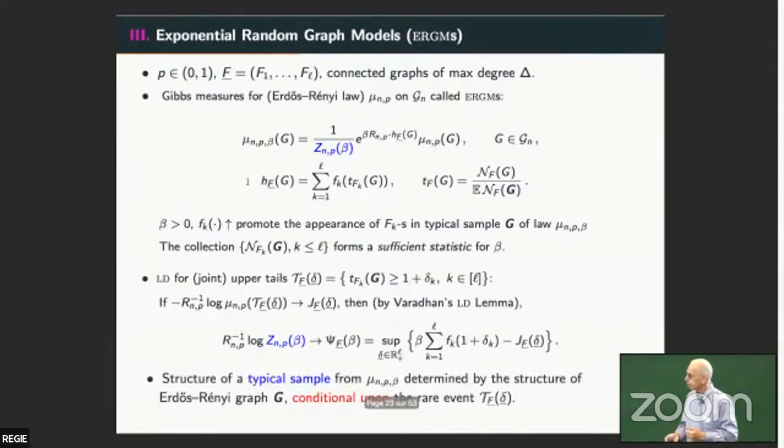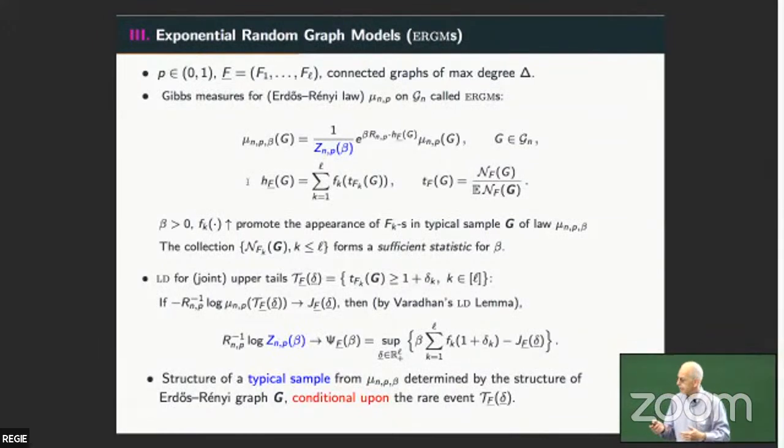Now, from this, you also conclude, it's not exactly a mathematical theorem, but folklore, that if you want to understand how a typical sample from this exponential random graph model behaves, you need to know how the Erdos-Renyi graph behaves conditional upon the rare event. Here it's a small probability event, but if you choose a delta that makes this a maximum, it will be the typical behavior. So the point is that when you move to this new ensemble, what was rare originally is now becoming typical.